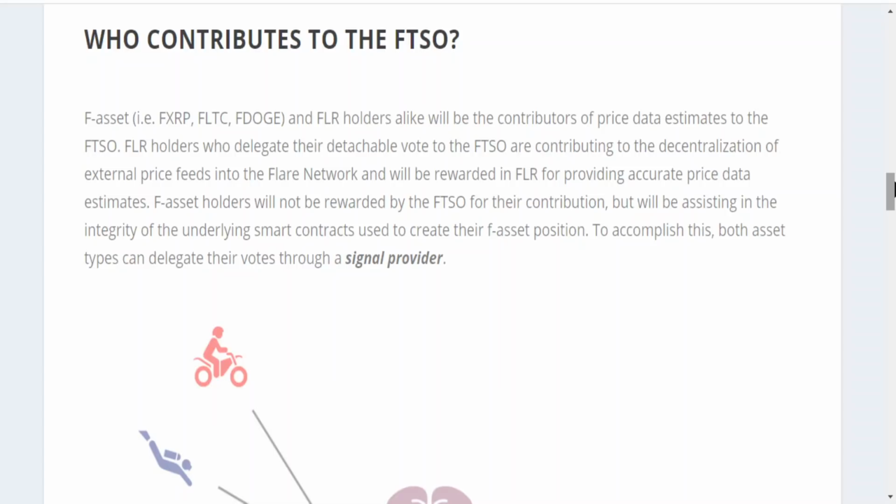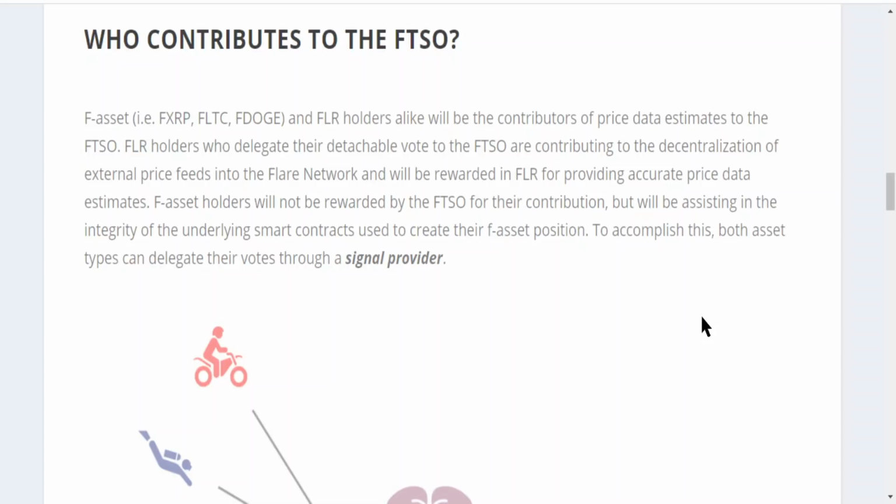Now, price feeds are only the first thing that will be brought onto the network because they're critical to the FAsset protocol. So who contributes to the FTSO? It could be Spark token holders and also FAsset holders. Now, the Spark token holders are the ones who were able to earn rewards. Now, you could either provide a price feed or you could delegate your detachable vote.